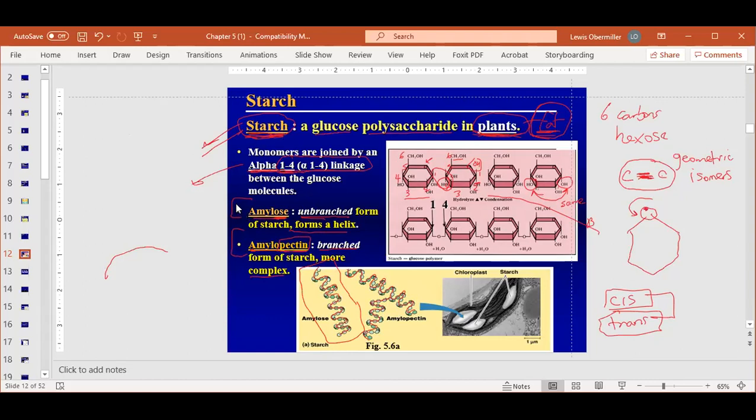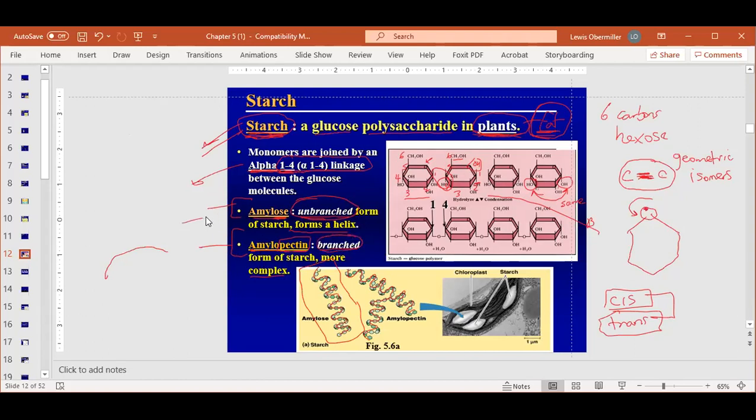So on the test, I might ask you, is amylose straight or branched? In other words, is it unbranched or branched? And you should be able to tell me that it's unbranched. And then amylopectin, I might ask you the same question. Is it branched or unbranched? And you need to tell me that it's branched.